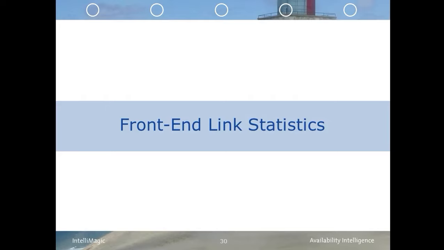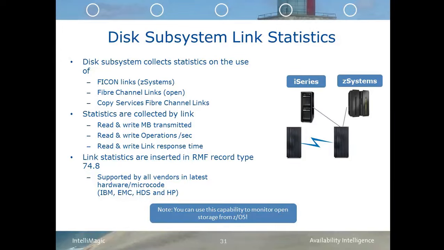At one time, all of the storage performance reporting in RMF was done by the host. Today, the storage systems also collect performance data themselves and report it to RMF. One example of this is the front-end link statistics. The disk storage system keeps track of link performance data for all FICON, fiber, and replication links. For each link type, it tracks read and write megabytes per second, ops per second, and link response times. The link response times only include the time the link is actively engaged in sending or receiving data or commands.